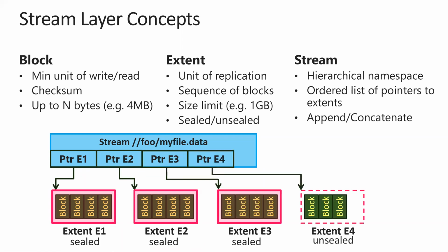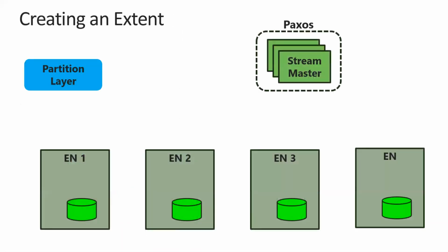Yeah, similarly extent 3 and extent 4, right? So how is this extent created? When we discussed before, when the partition layer wants to write the data, we saw that it directly talks to extent nodes, right? So now let's see how it directly talks to the extent node.